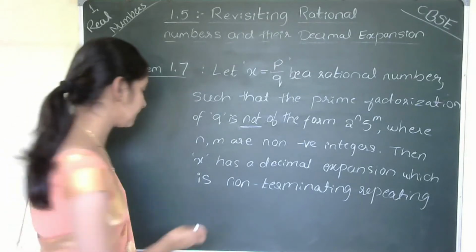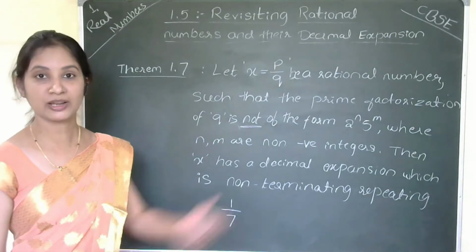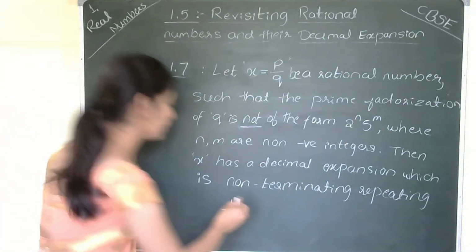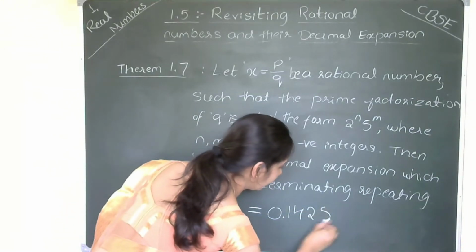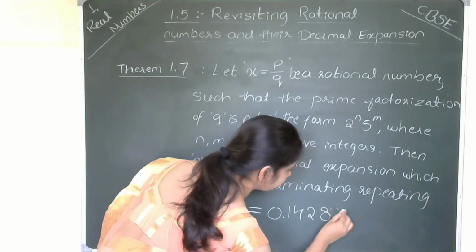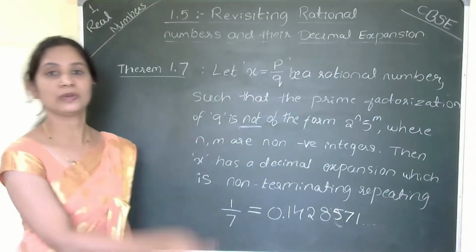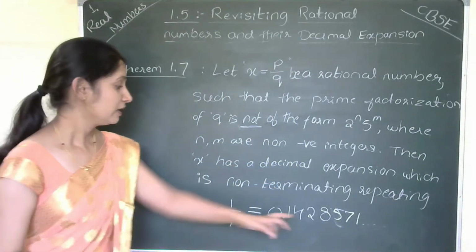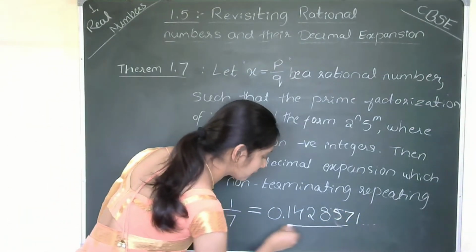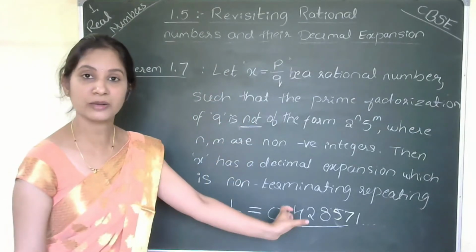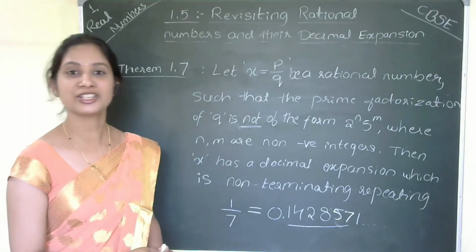Let us consider one example: 1 divided by 7. If you go for long division, as a quotient you will get 0.142857 and again 142857. That means here your digits will never end, but you will observe a block of numbers which will repeat, and yet it is a rational number.